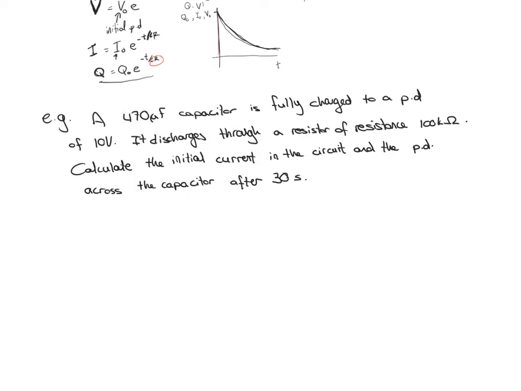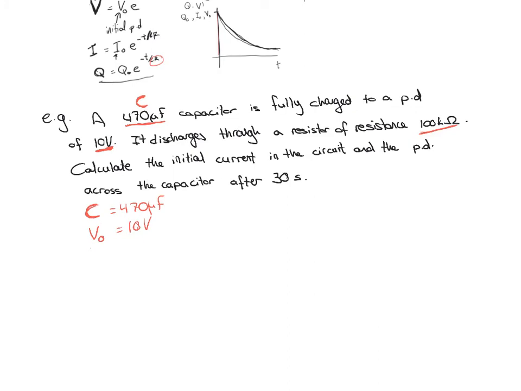So what we have is a 470 microfarad capacitor. So we know the capacitance already. It's very important to label, or even make a list of your values. It doesn't matter which way you prefer to do it, as long as you do it, because it makes you see the picture clearly. And it says it's fully charged to a potential difference of 10 volts. So that's my V naught, because that's my initial potential difference. It discharges through a resistor of resistance 100 kilo ohms.